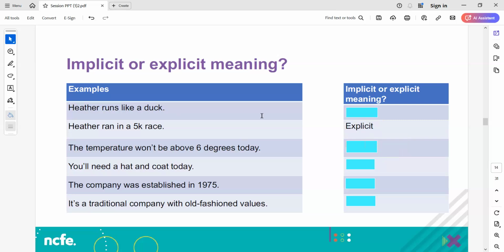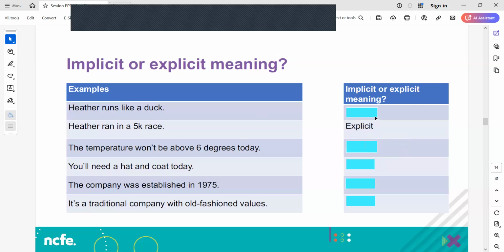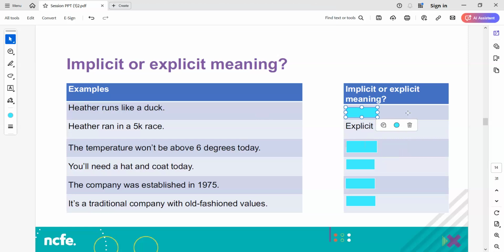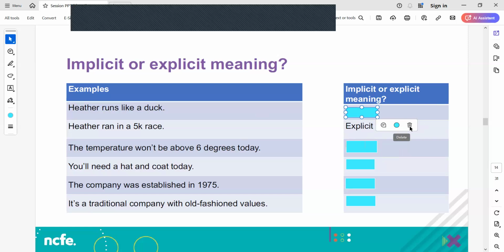Okay. Heather runs like a duck. Implicit. Implicit, good. So we have to imagine what that looks like. If Heather runs like a duck, I would imagine that means she's waddling, she's moving from side to side as she is running. So I have to use my imagination a little bit.